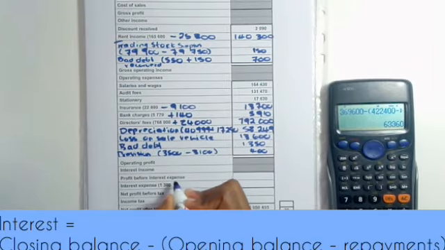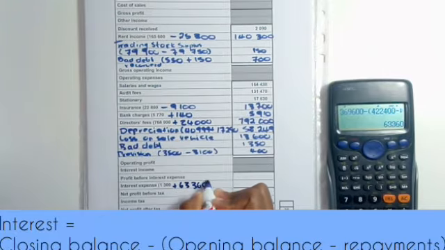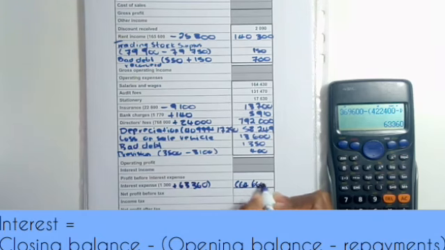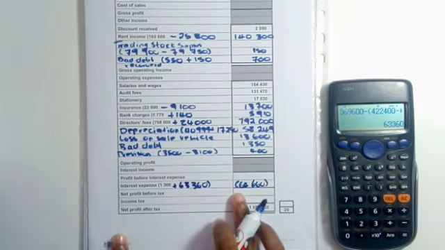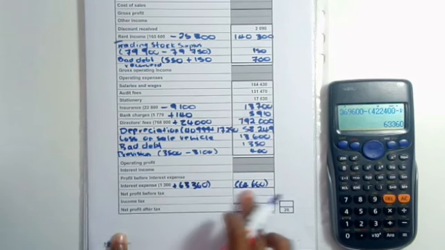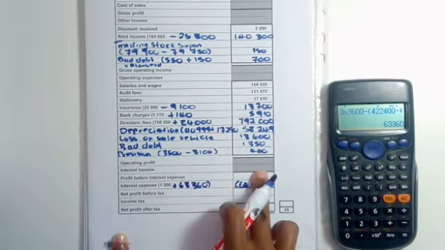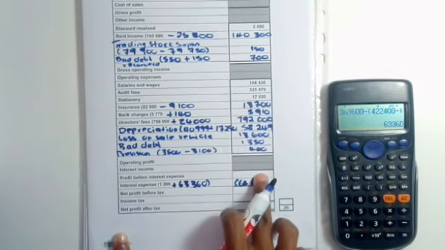So you will add 63,360, and your total for your interest expense is in brackets, remember, because it's an expense. So 64,660. We cannot for now calculate our net profit before tax, because again we do not have our profit before interest expense.